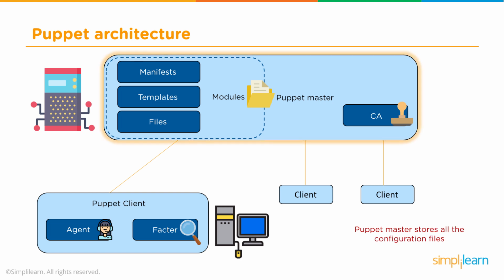Firstly, we have the Puppet master. So the Puppet master is where the system administrator sits and he or she types in the code here. So the code is not only written in the system, but it is also stored here.